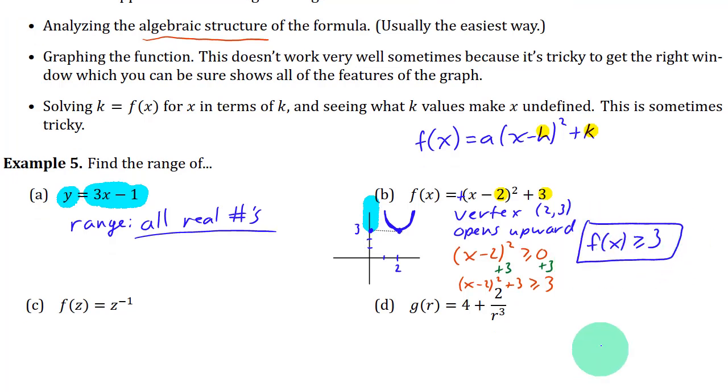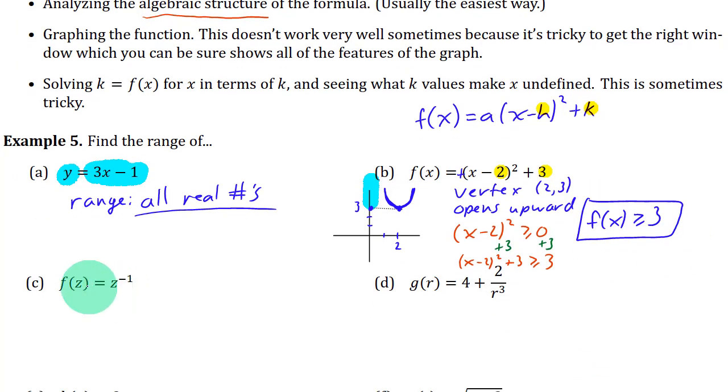So that's the range of that. Here's a weird one. F of z equals z to the power negative 1. Now remember, z to the power negative 1 is another way of writing 1 over z to the power 1, or just 1 over z. So what kinds of output values can you get from this?